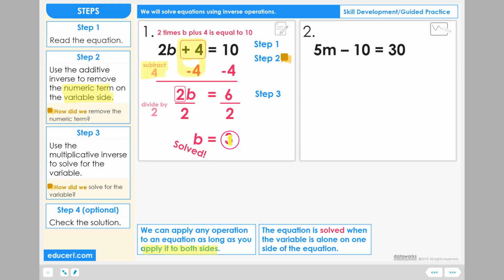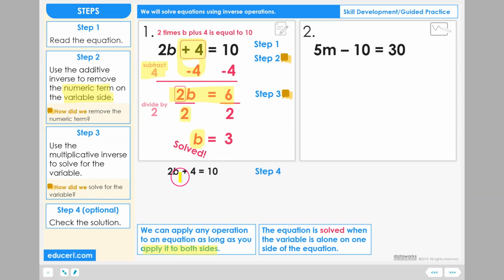B equals 3. After step 2, how did we solve for the variable b? In step 3, we divided by the coefficient value to get the b variable all alone on one side. Step 4 is an optional step. This is where we would check the solution to make sure that we are correct.